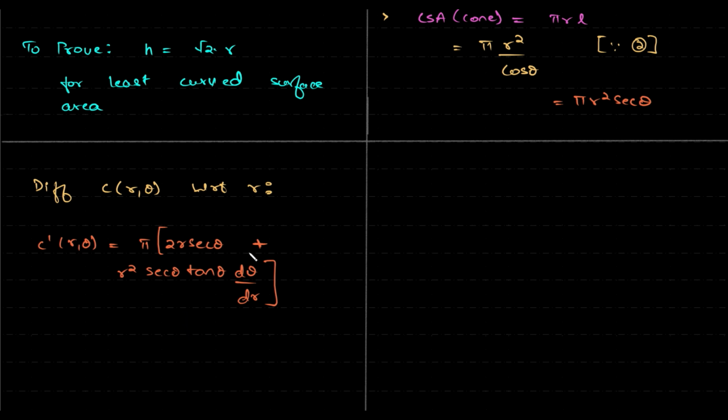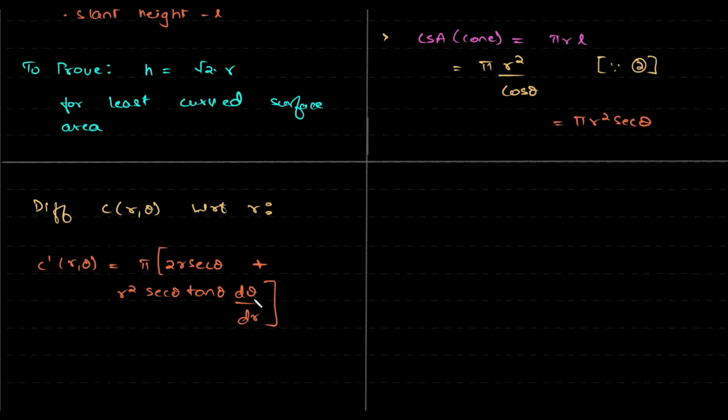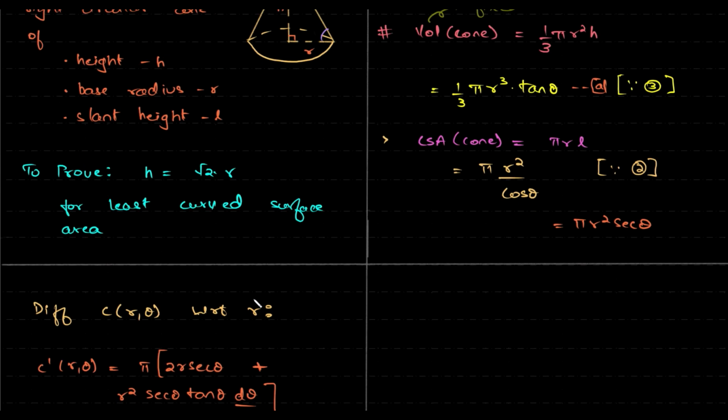Now, to further solve this, I need an expression for dr by d theta. Where will I get it? Obviously from this particular expression. So this I'll call as A. So differentiating volume with respect to r.